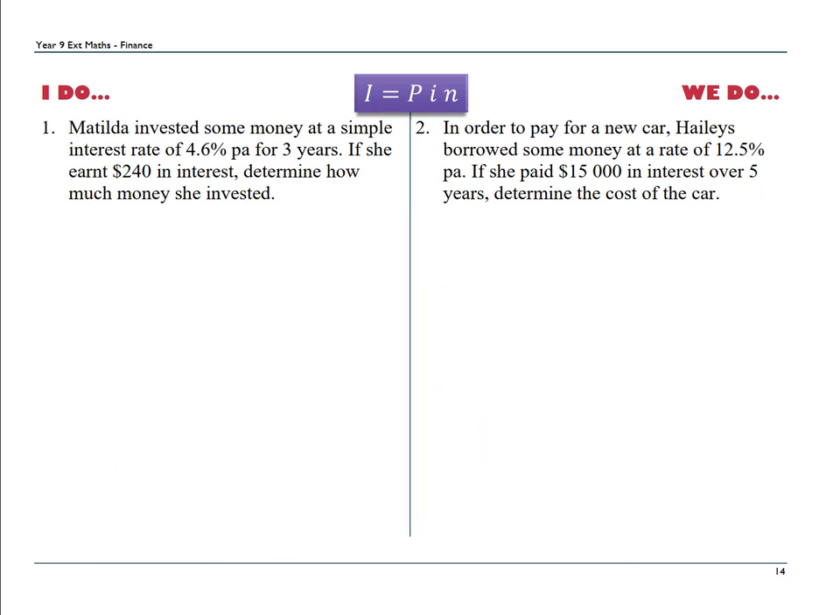Now I'll do another one. Matilda invested some money at a simple interest rate of 4.6% per annum for 3 years. If she earns $240 in interest, determine how much money she invested. So let's write the information down. Our interest rate is 4.6%. Divide it by 100, you get 0.046. Our N is 3. Our capital I is 240.